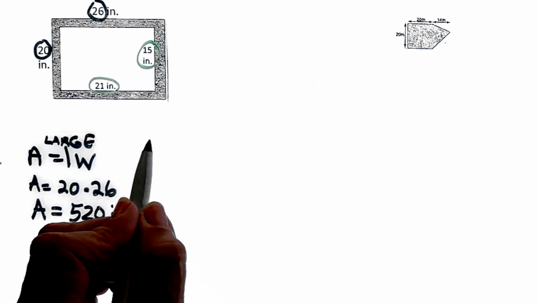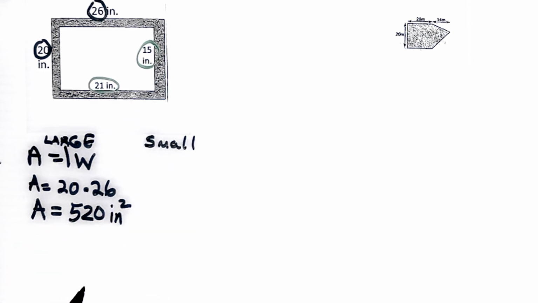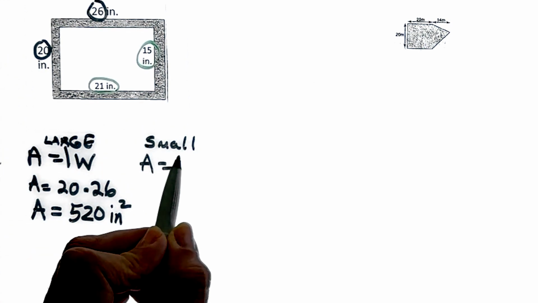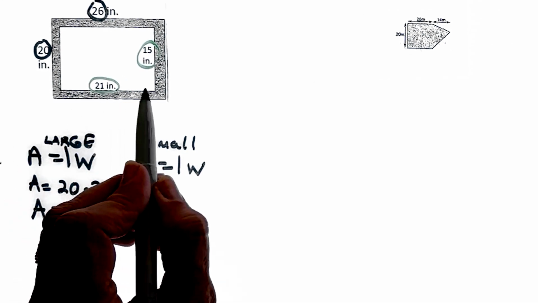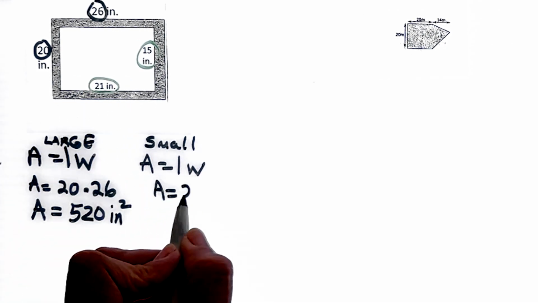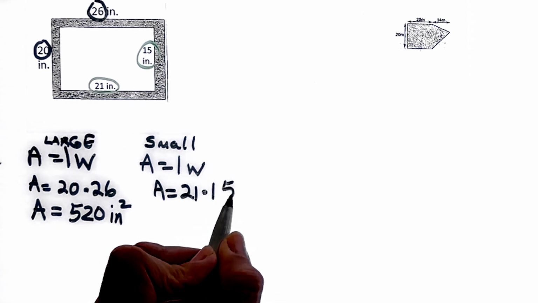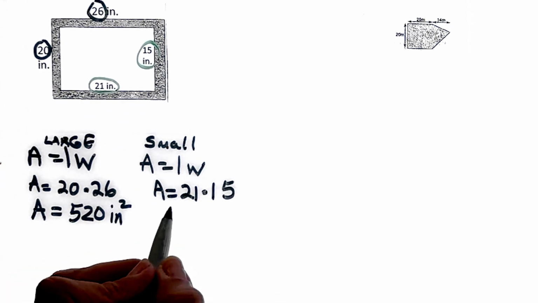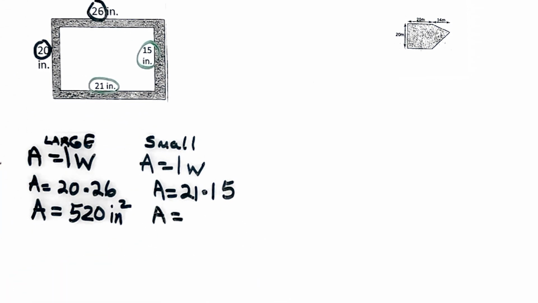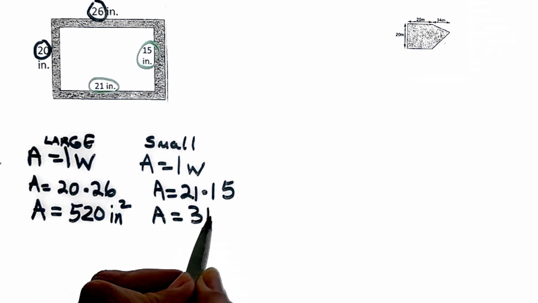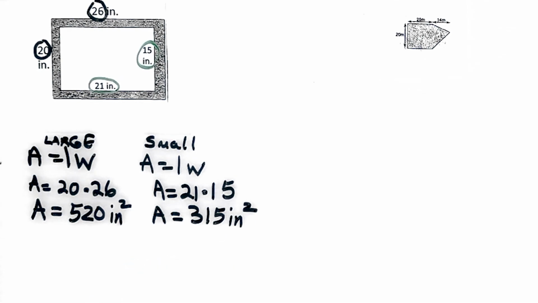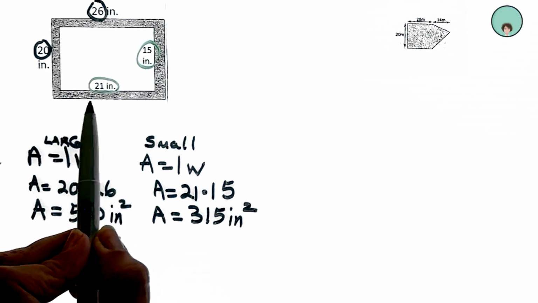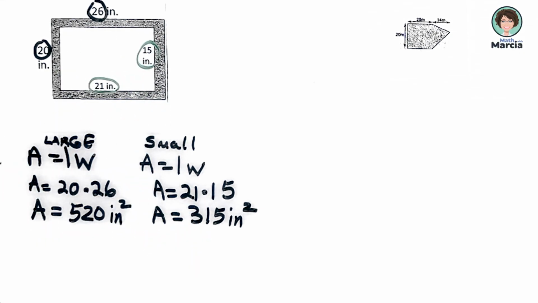So now let's do our small rectangle. Again, area is equal to length times width. The small one would be 21 times 15. And now, of course, you're just going to multiply. And 21 times 15 is 315 inches squared.